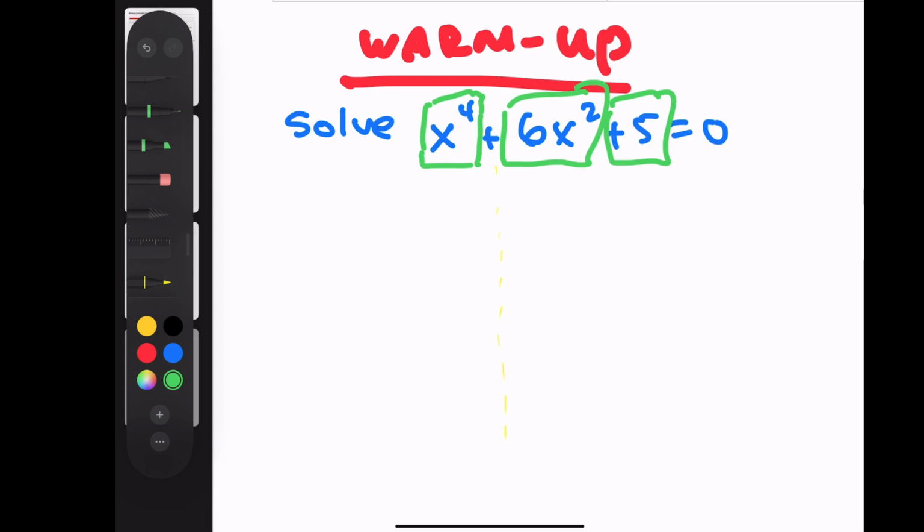Class, can you use the X-box? Why? Yeah, you have to look at the exponent. Half of 4 is 2. Let's put it into our X-box now.